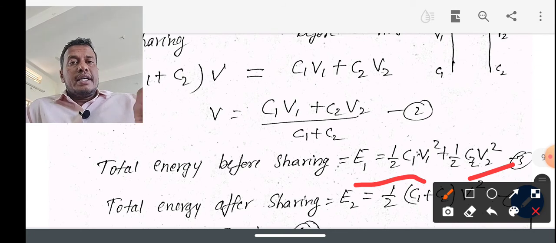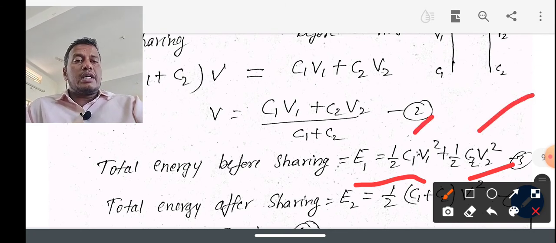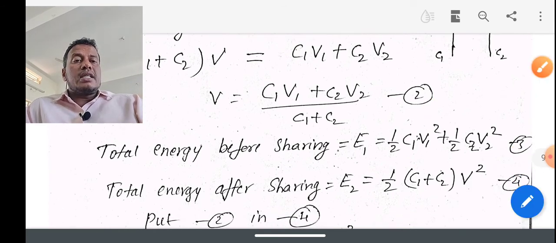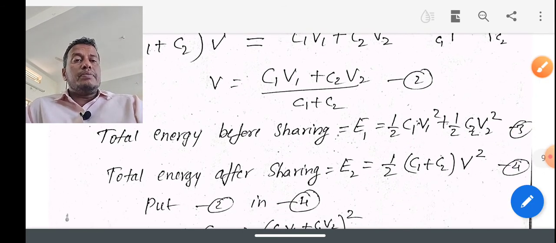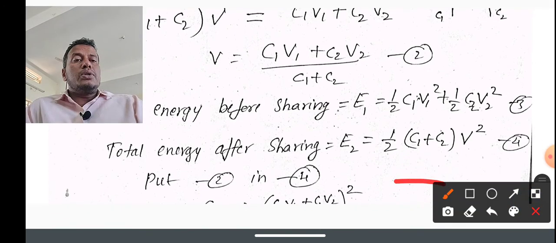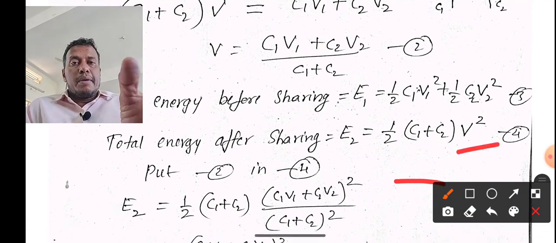This is the energy of capacitor 1, C1, and this is for capacitor 2. So, what has happened after sharing is the total energy. Combining these two capacitors, that is half into C1 plus C2 into V square, the combined potential.